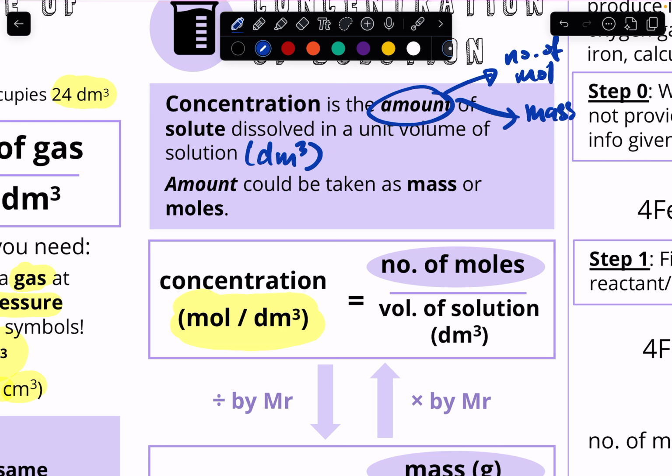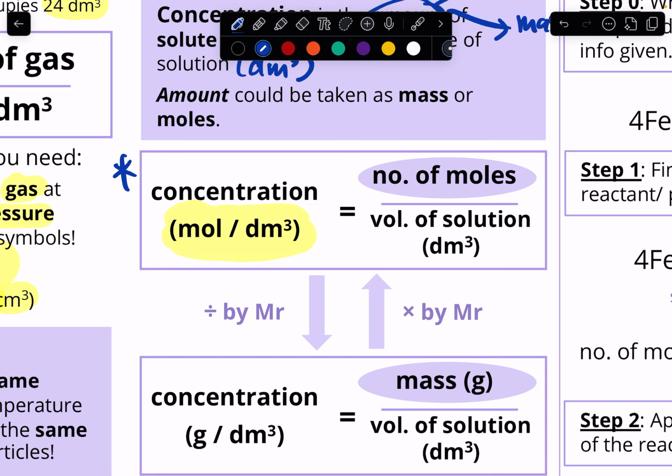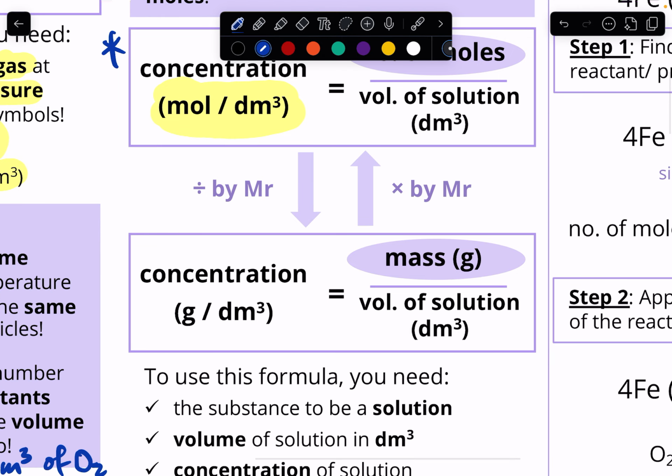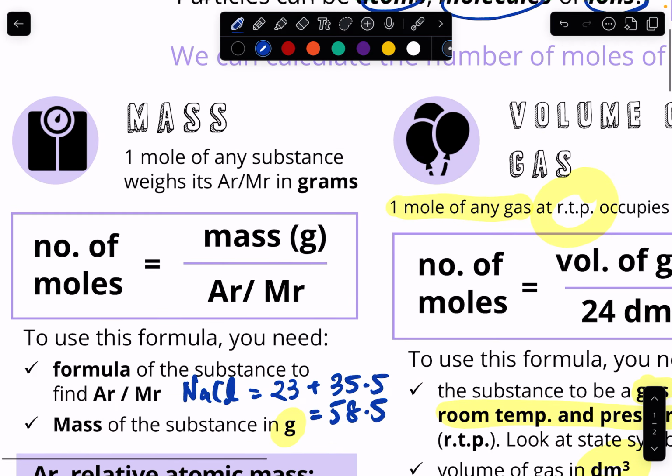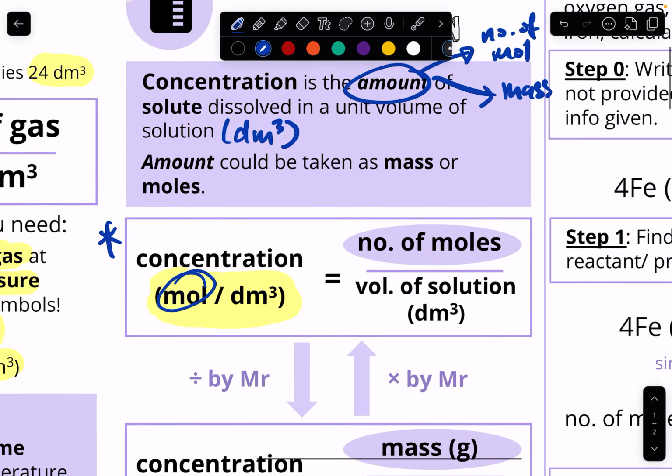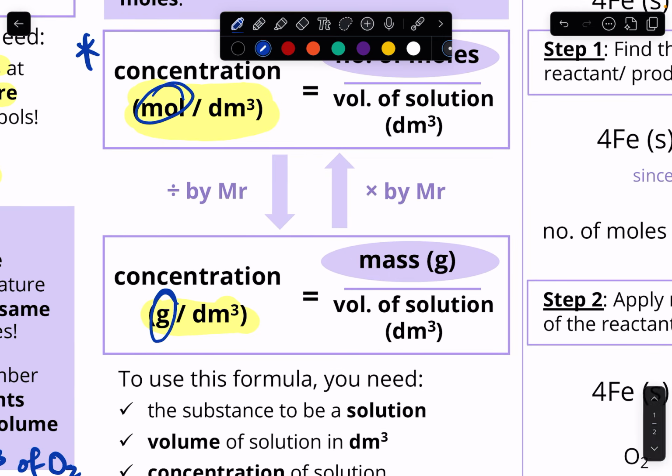Now, if the question doesn't specify, the default is to find in mol per dm cube. Mol per dm cube tells you the number of moles per dm cube or per volume of solution. And to find the other concentration formula, which is gram per dm cube, we know that the difference is converting from number of moles to mass. The per dm cube part is the same. So from moles to mass, we already know the formula, right? For number of moles, to get mass, I need to multiply by MR or AR. For mass, to get number of moles, I need to divide by MR or AR. So depending on what's needed.